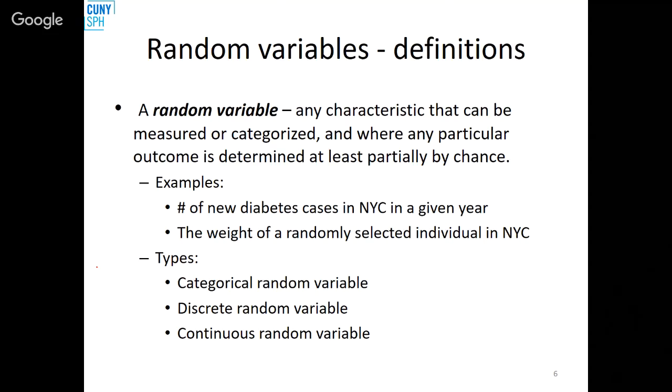Discrete random variables are the ones that are numerical, rules of math apply to them, but they're discrete, such as the number of children in a household, or the number of visits to an emergency room, things that can only take certain discrete values. And then continuous random variables, where any value between certain bounds is allowable.